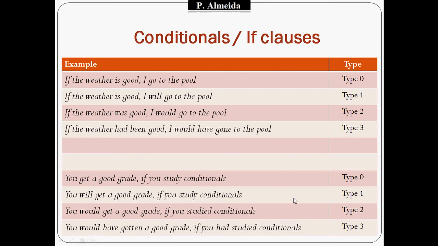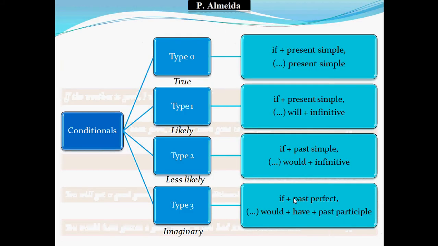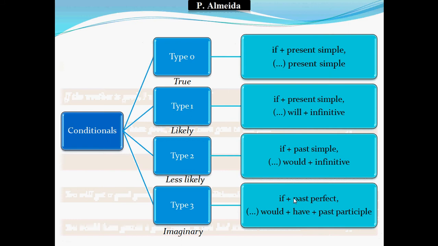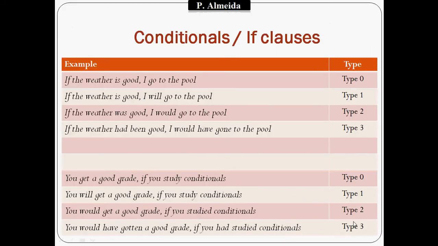And then last one, you would have gotten a good grade if you had studied conditionals. So again, here in my result, I have my would and the have, and just like it says here, the past participle, and then in the condition, I have the past perfect. There you go, okay? Had studied. So again, depending on the type, you can have it written in different ways for the same sentence, but the difference is it makes the result more or less likely.